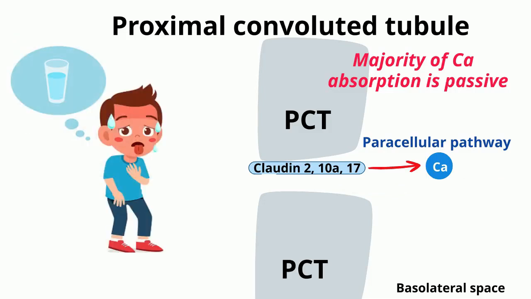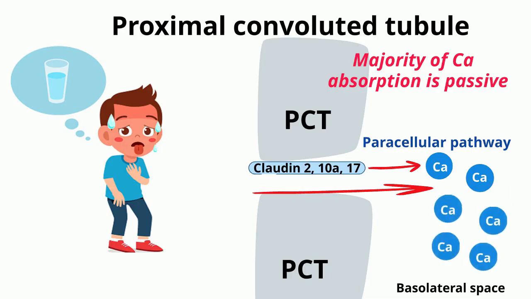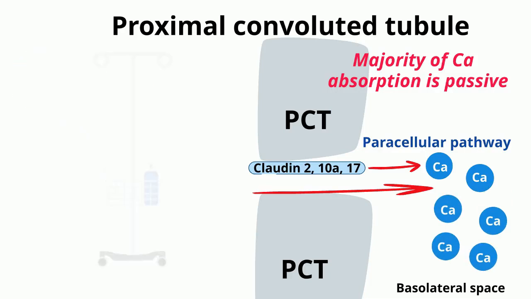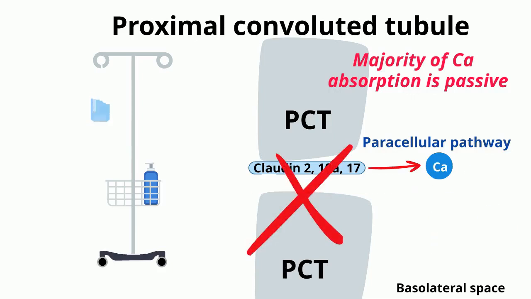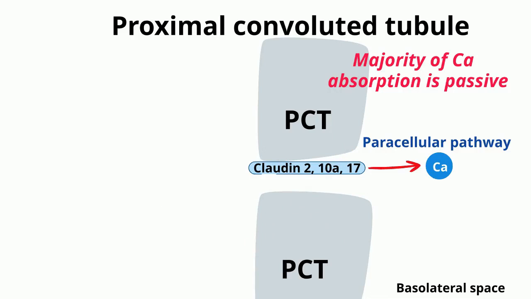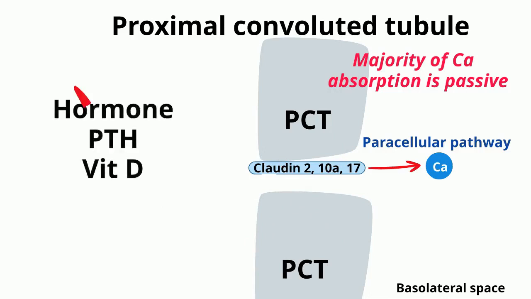So if you're volume depleted and you're reabsorbing salt and water, you're going to reabsorb more calcium. Your calcium level may be high when you're volume depleted. Therefore, the treatment for hypercalcemia is normal saline. Of course, you're going to prevent the proximal reabsorption of calcium. Calcium absorption here is not under the regulation of any hormones. Parathyroid hormone and vitamin D have no effect on calcium absorption here.